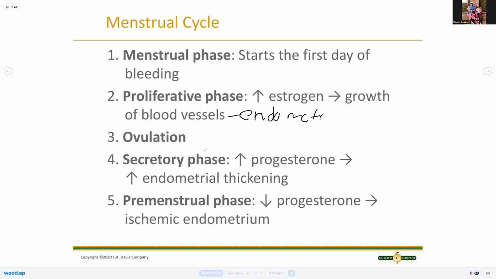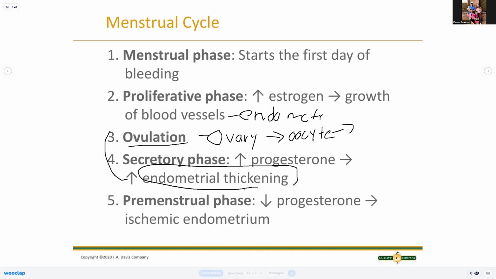And then around that same time, ovulation happens. Ovulation is the ovary, with an O, releasing an oocyte, an egg released by a woman that needs to be fertilized, and then hopes for sperm. In that same sense, while this is happening, progesterone endometrial thickening is increasing. So that means the lining is thickening up.